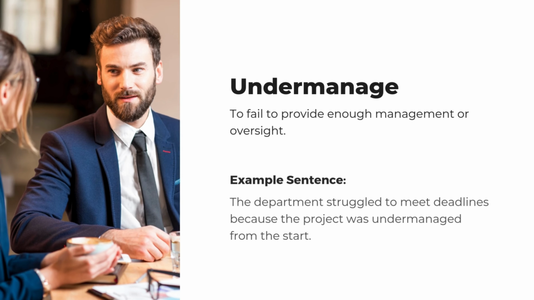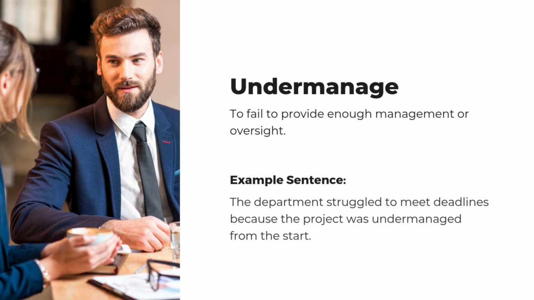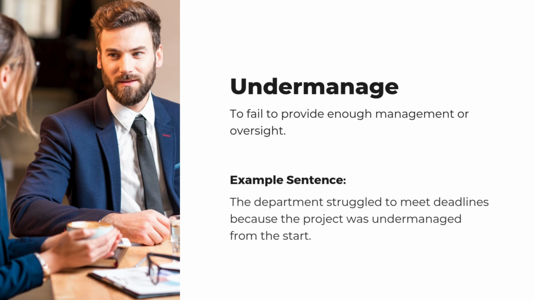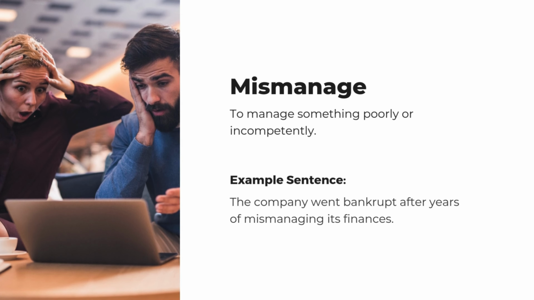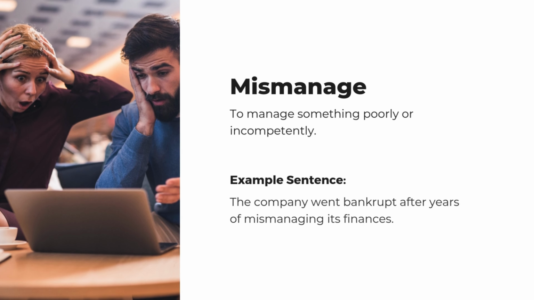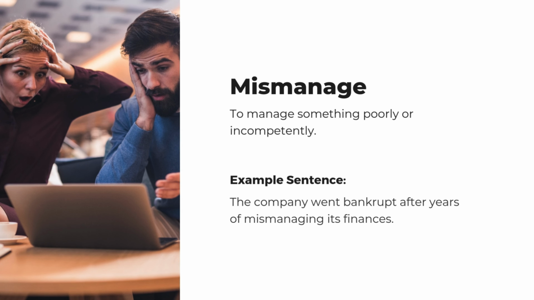To undermanage, on the other hand, is the opposite of to micromanage. This means that you fail to provide enough management or oversight. For example, the department struggled to meet deadlines because the project was undermanaged from the very start. To mismanage. When we see the prefix mis, it means that something has been done poorly or incompetently. For instance, the company went bankrupt after years of mismanaging its finances.